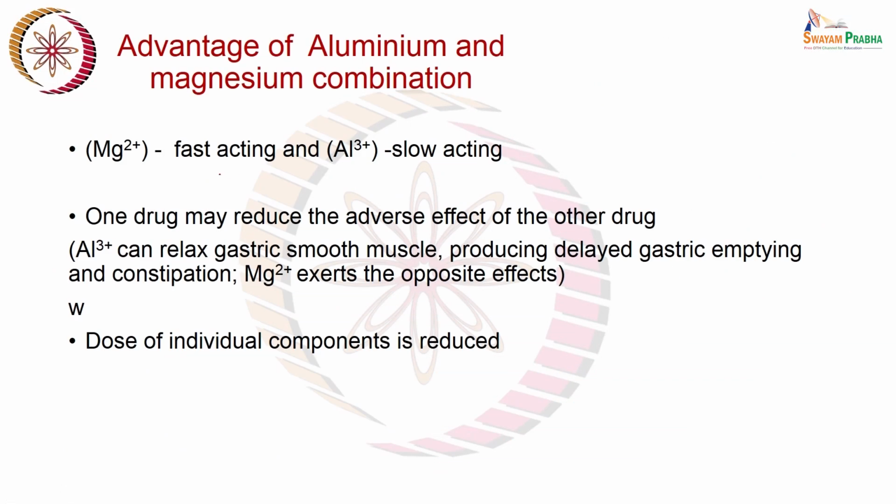Magnesium is fast acting, and aluminum is slow acting. So, what do you do? You combine magnesium, which is fast acting, with an aluminum salt, which takes care of the release of hydrochloric acid for some more time. And in this, as I said, one will cause constipation, the other will tend to cause diarrhea. Therefore, you combine the two, so that the adverse effects of those can be neutralized.